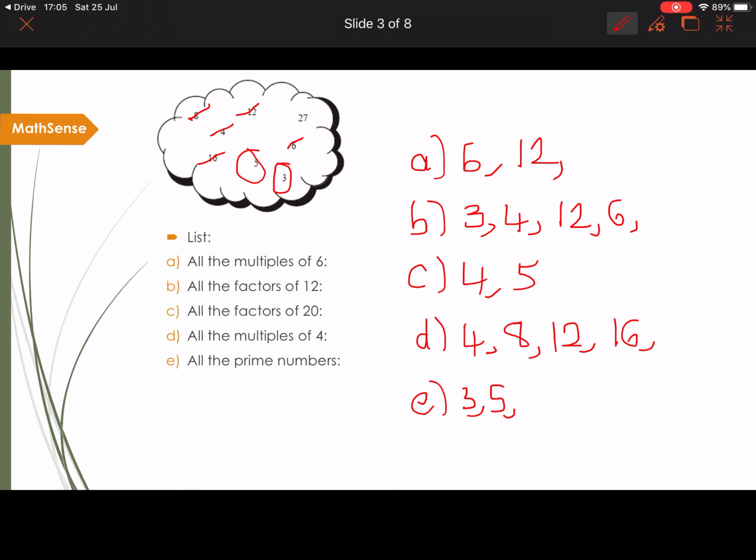So the final thing is to consider 27. Now I know that 1 times 27 is 27, but I also know that 3 times 9 is 27. So that again, that's more than two factors. It cannot be a prime. So these are my answers.